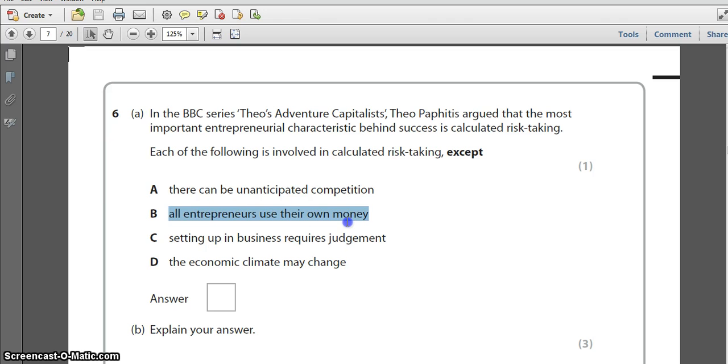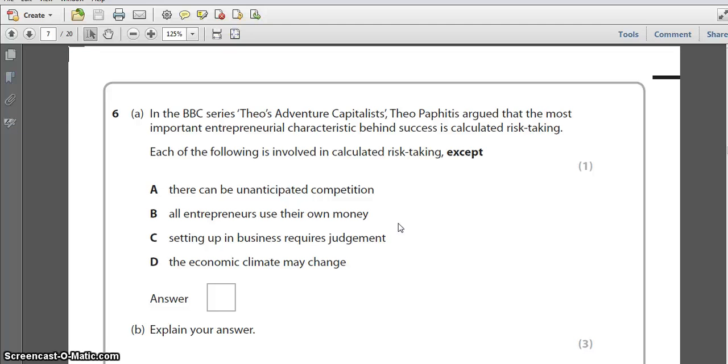B is the answer. All entrepreneurs use their own money. The reason why the answer is B is because that is the only one that is not actually true. All entrepreneurs do not use their own money. Some entrepreneurs will fund their business through external finance, related to one of the last questions we did.